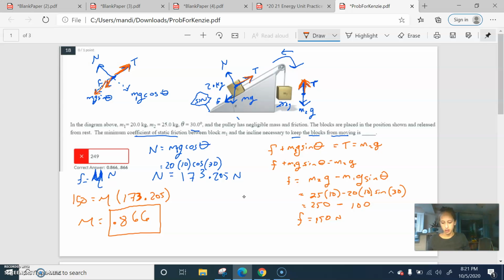So 150 divided by the second answer. 0.866. It happens to equal the cosine of 30. That's very strange. Okay. Oh, hey, answer here. Yeah, we did it. Bet. Alright.